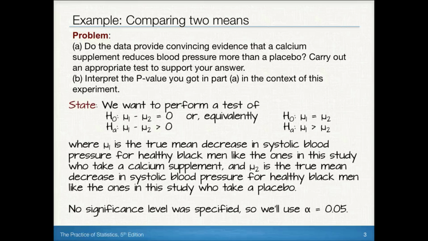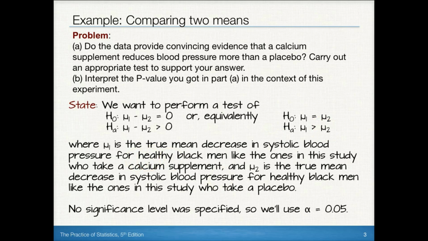So let's follow our familiar four-step process, starting by stating our problem. We want to perform a test of the null hypothesis mu sub 1 minus mu sub 2 equals 0 against the alternative mu sub 1 minus mu sub 2 is greater than 0, or equivalently, we want to test the hypotheses where the means are equal against the alternative mu 1 greater than mu 2.